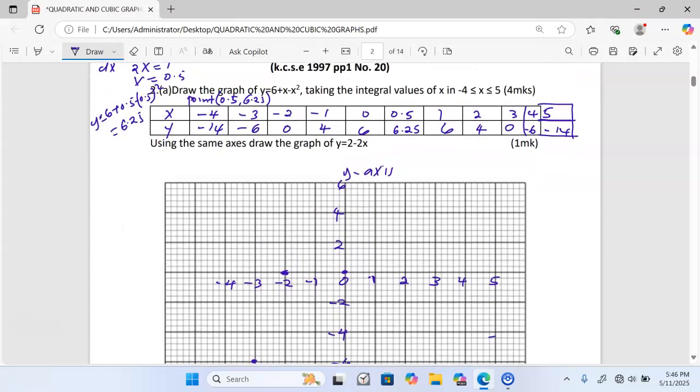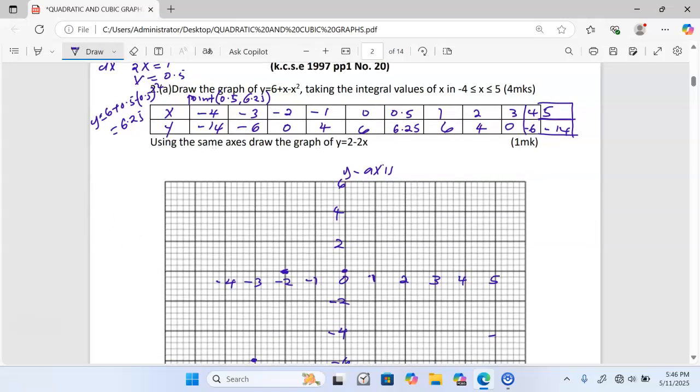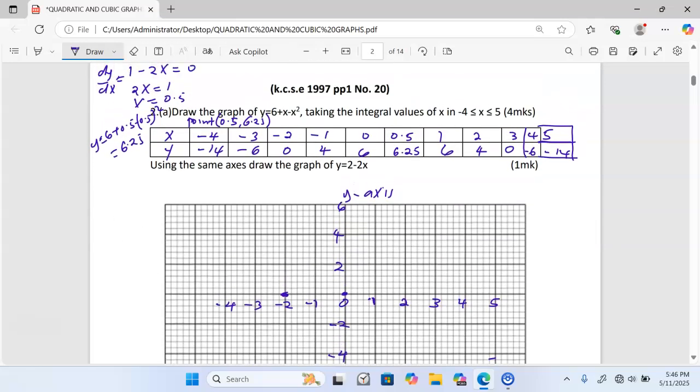When the value of x is -1, it is +4, and when it is 0, it is +6. When it is 0.5, 0.5 is around this point here, and therefore this one is going to be a bit high. We did not capture that point, so our point is going to be somewhere here. That is our turning point.